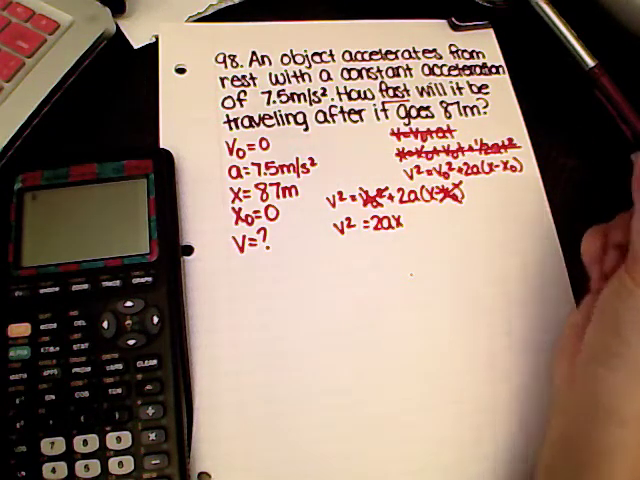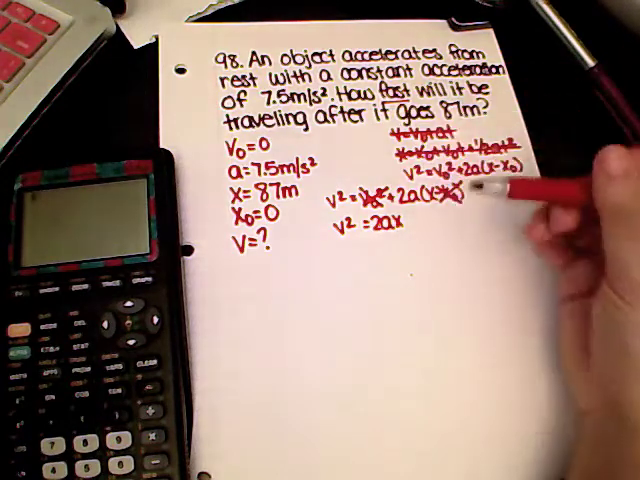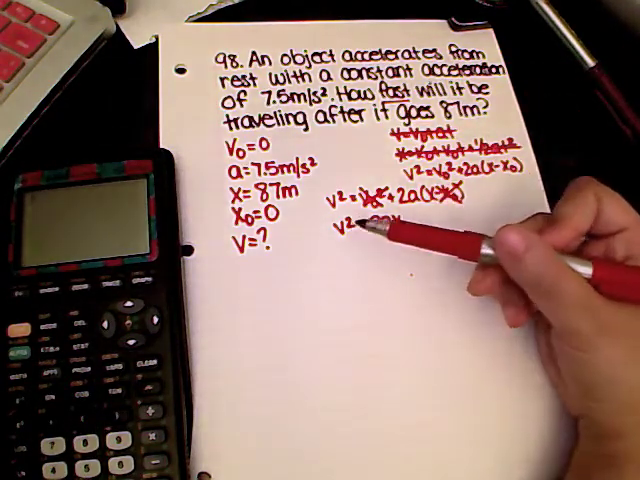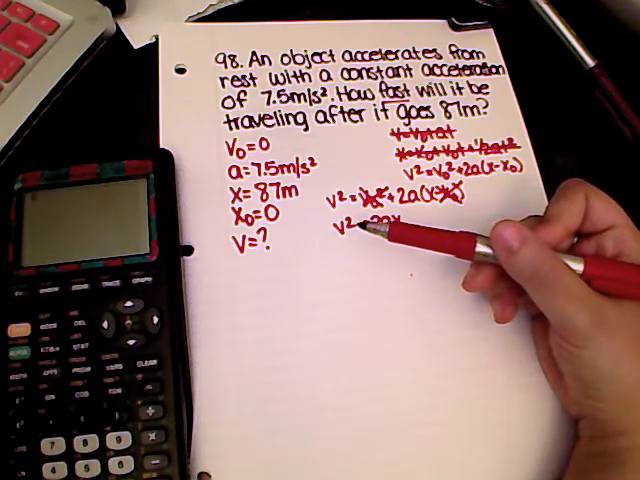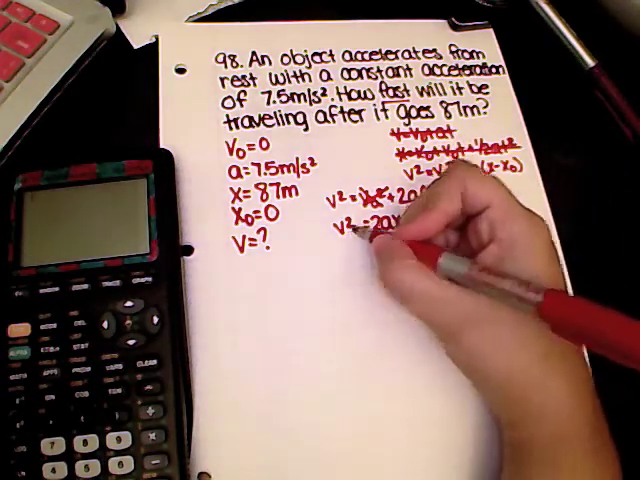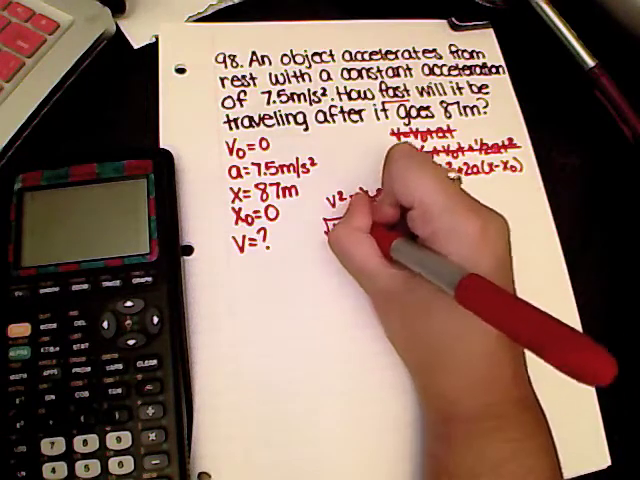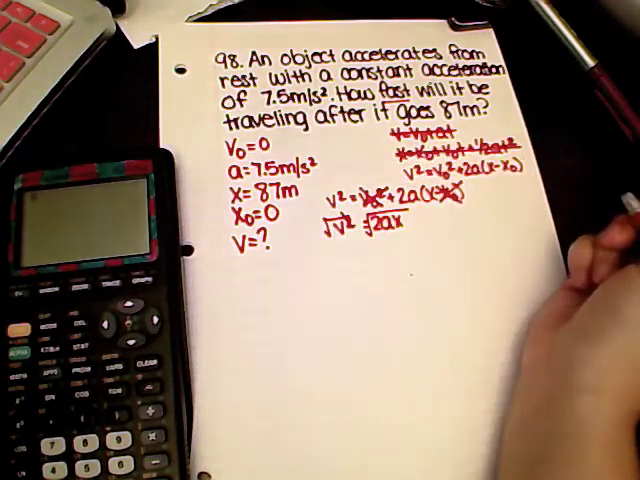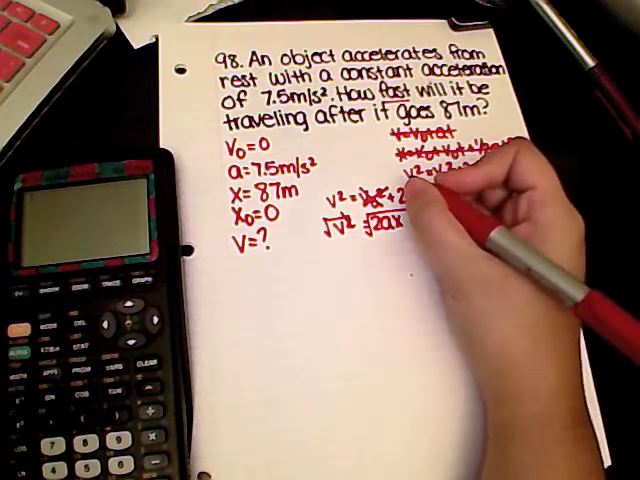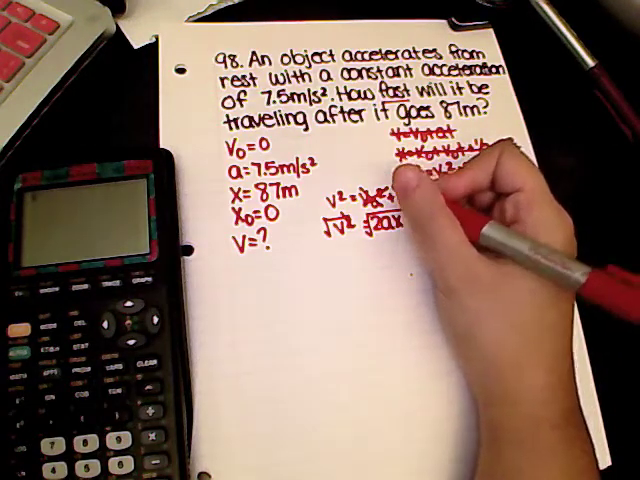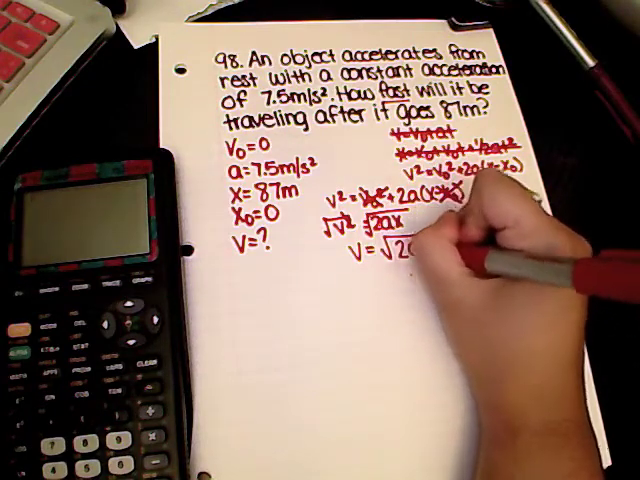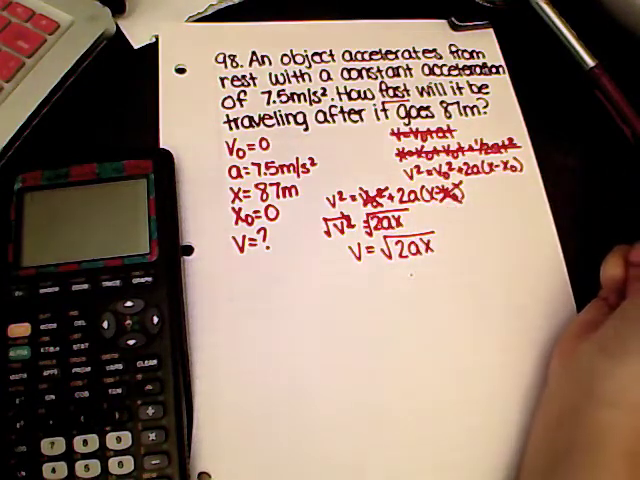Next thing we want to do is get v by itself. It looks like v is by itself, however, this says v squared. We want just v. So the way we cancel out that square is by taking the square root, since it's the opposite. And those are my dogs. So now we've got, there they go. So now we have v equals the square root of 2 times a times x.